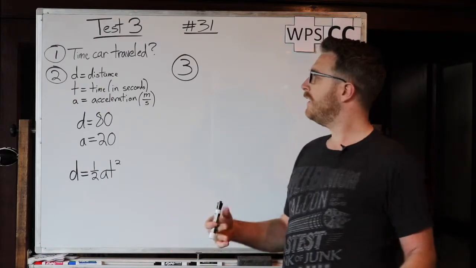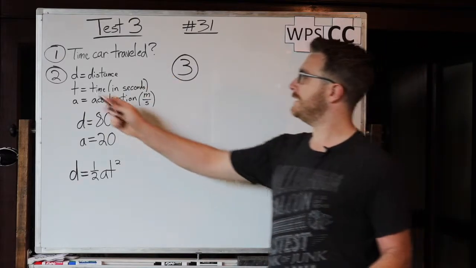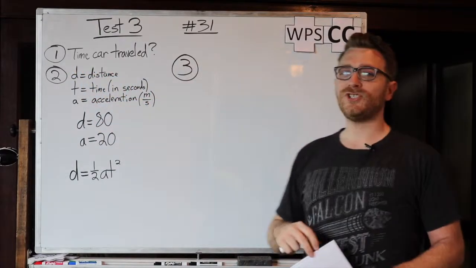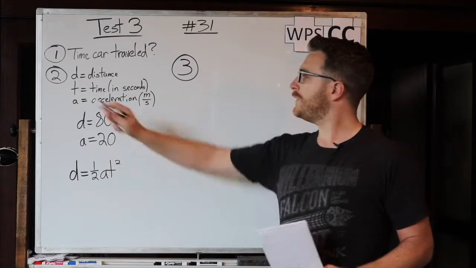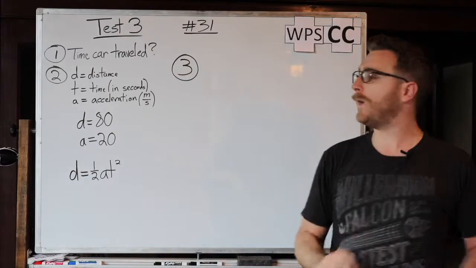what am I trying to find? In this, we have a car, and we are measuring its distance, time, and acceleration, and we are wanting to know how much time did the car travel? So, what information do I know? That's the answer to step 2 of my word problem strategy.